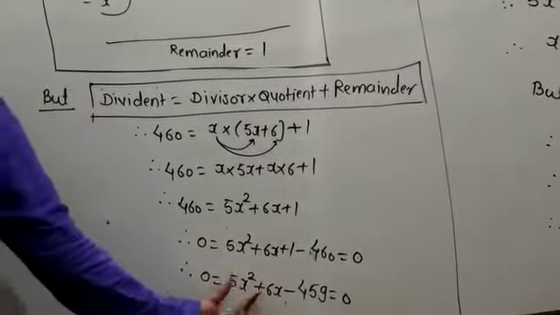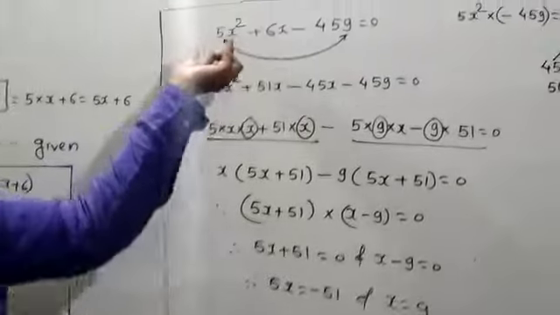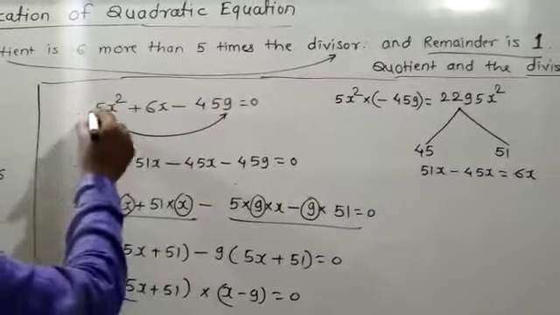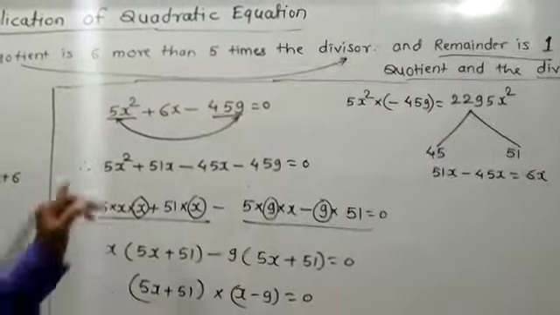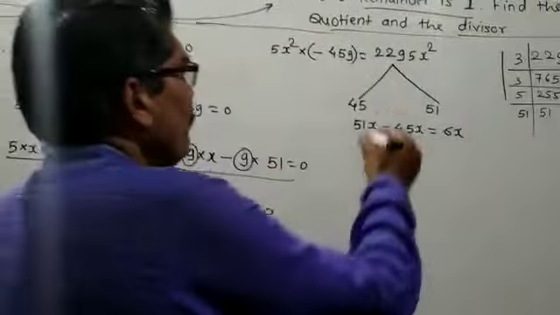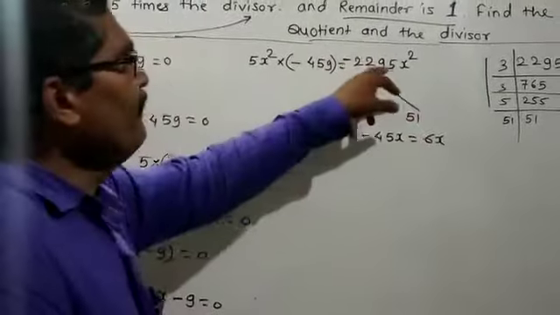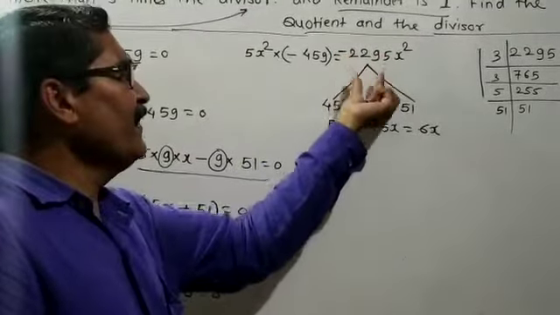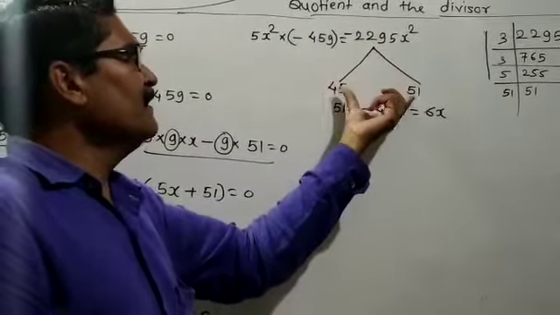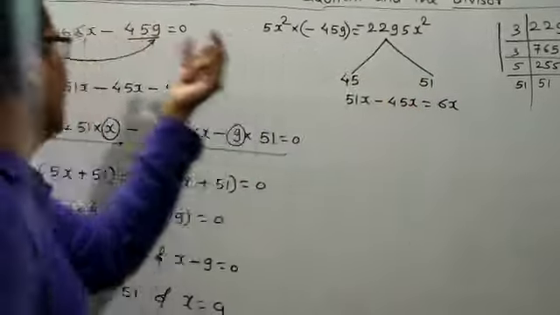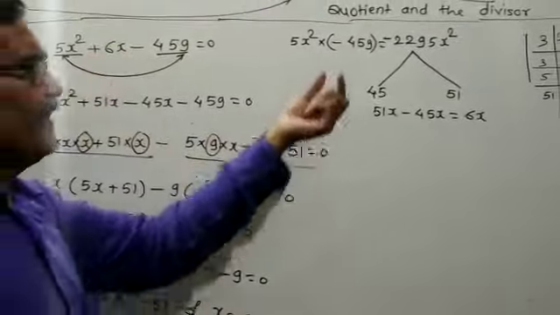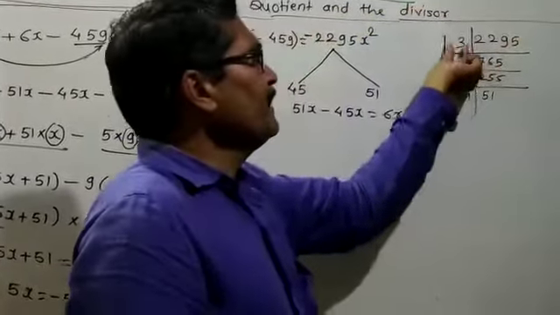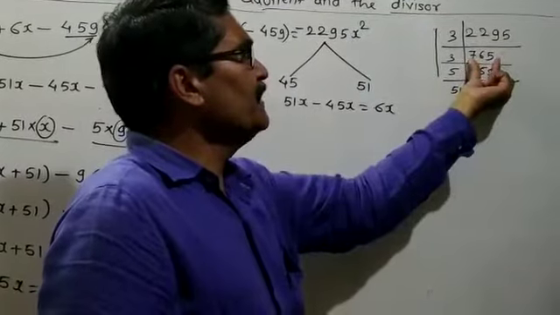Then write left side and right side interchanged. At that time, 5x square plus 6x minus 459 is equal to 0. You have to multiply the first term and the last term. That time that will come minus 2295x square. Then you have to factorize minus 2295x square such that the sum comes to the middle term, 6x. At that time I will factorize this like this. 2295 is divisible by 3, then 765 will come.